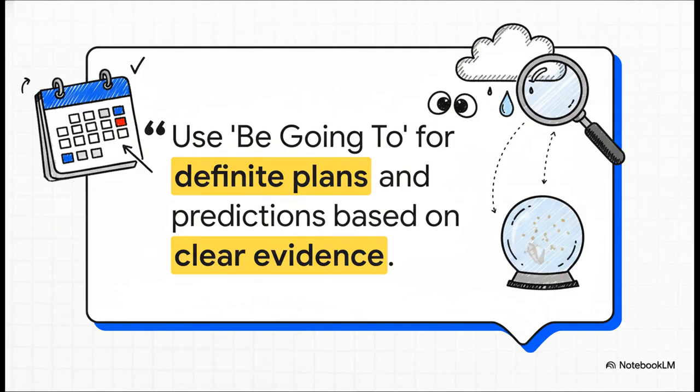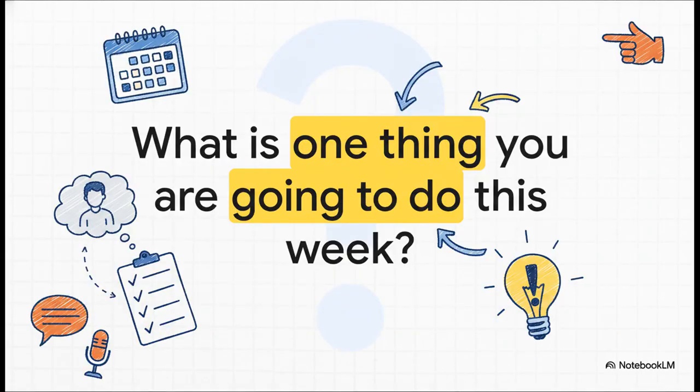So if you walk away with just one thing today, what's the most crucial point? Just remember this. You use be going to for two key things: definite plans you've already made and predictions you're making based on evidence you have right now. And to wrap this all up, a final question for you. What is one thing you are going to do this week? Think of a real plan you have and try to answer it using the structure we've just mastered.